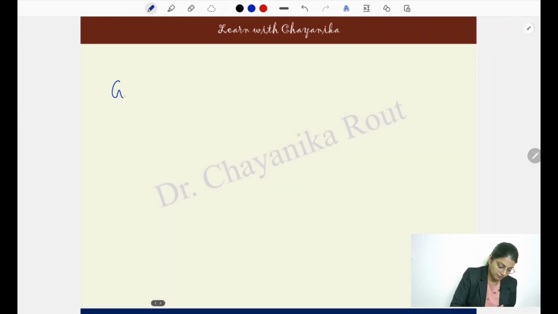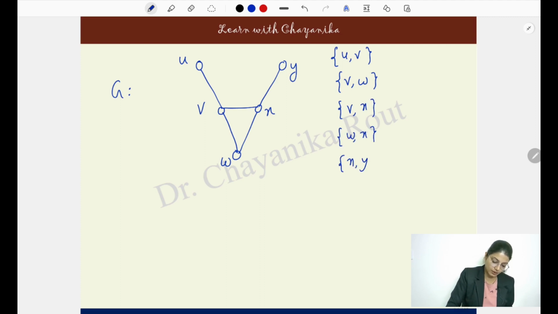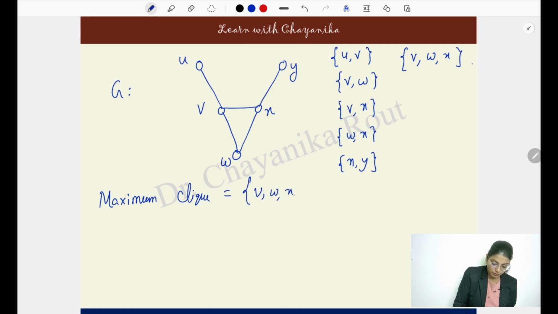Let's see the other graph. So we have U, V, W, X, Y. Let us list down the cliques. UV, VW, VX, WX, and XY. These are the cliques of size 2, and I have a clique of size 3, VWX. So clearly the maximum clique is the clique of the largest cardinality, that is VWX. And what are the maximal cliques here? Let's see.